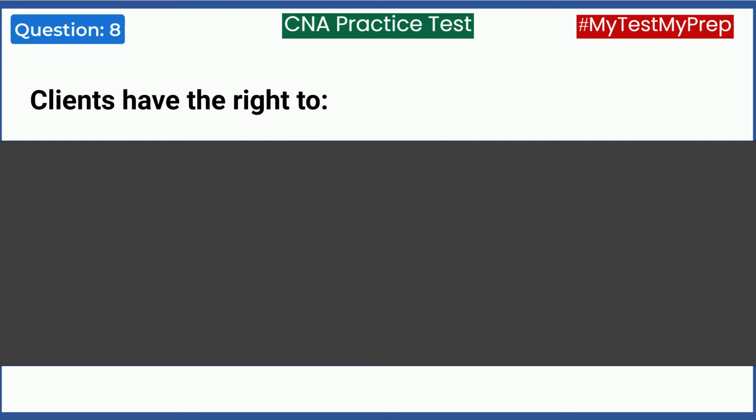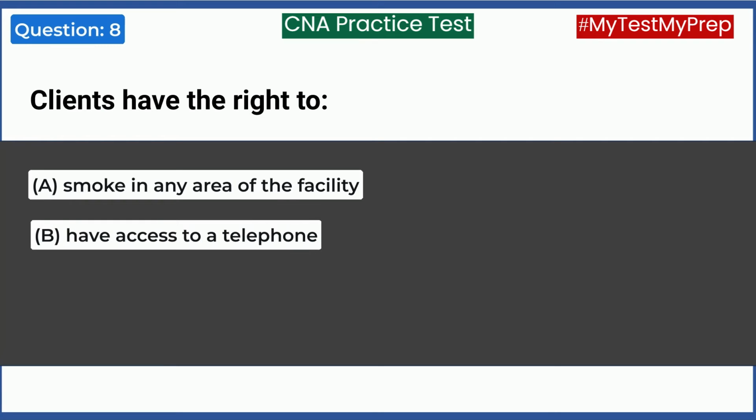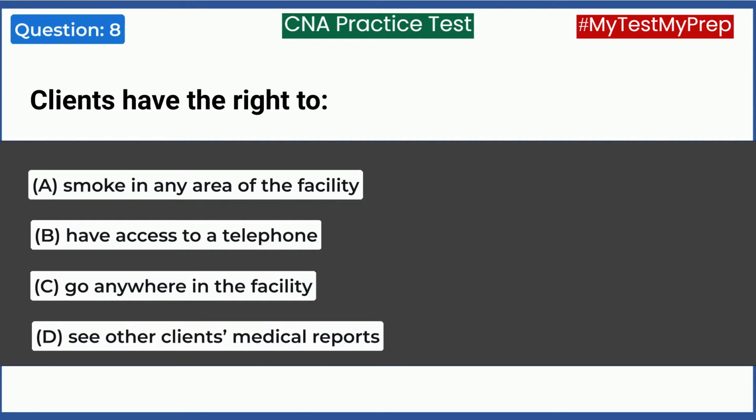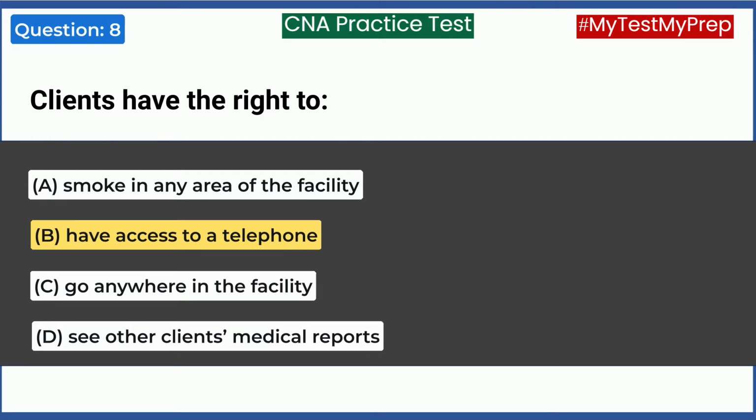Clients have the right to A. Smoke in any area of the facility. B. Have access to a telephone. C. Go anywhere in the facility. D. See other clients' medical reports. Answer: B. Have access to a telephone.